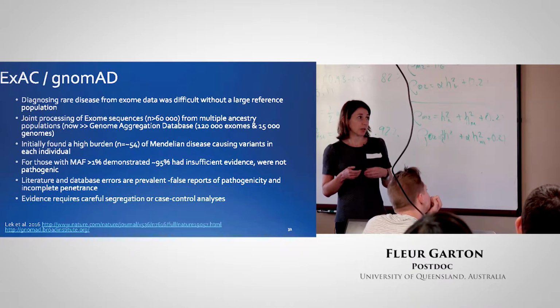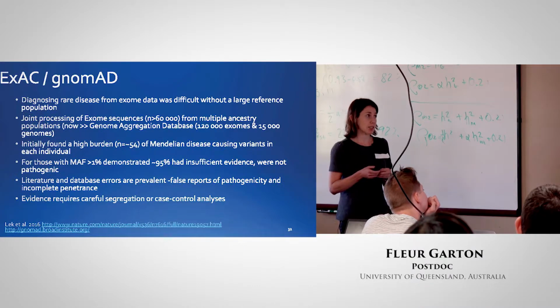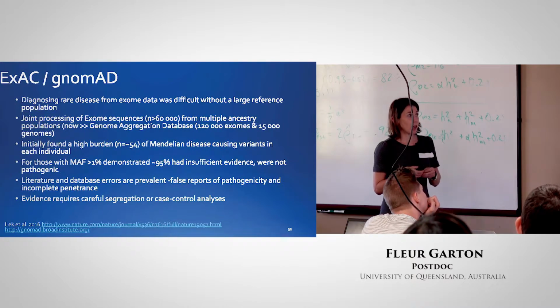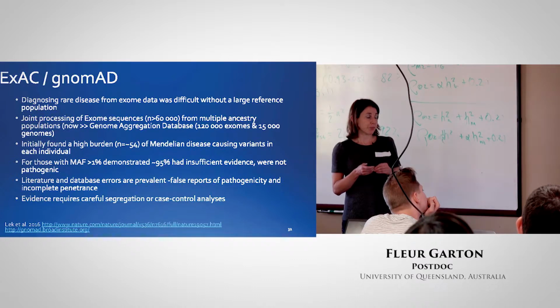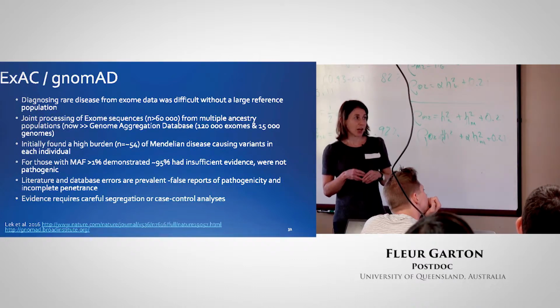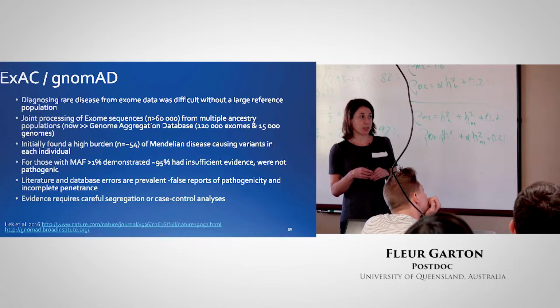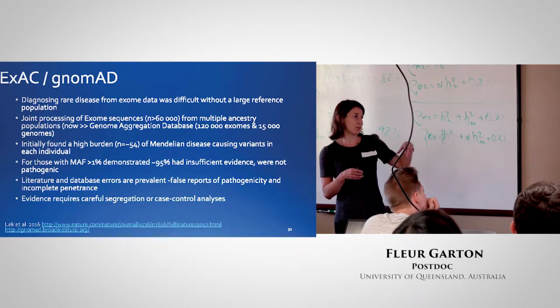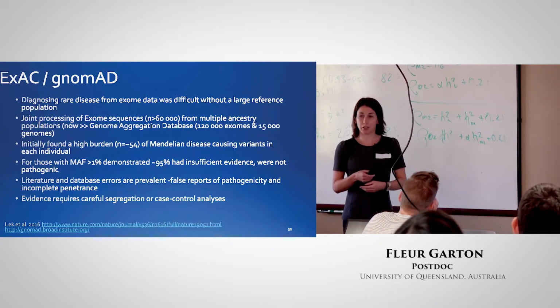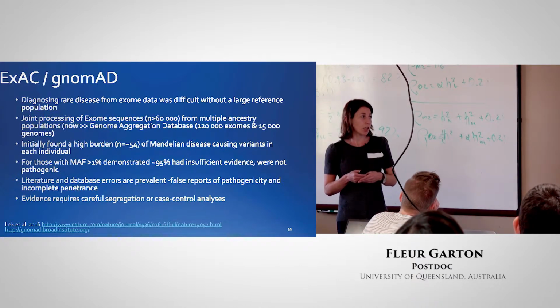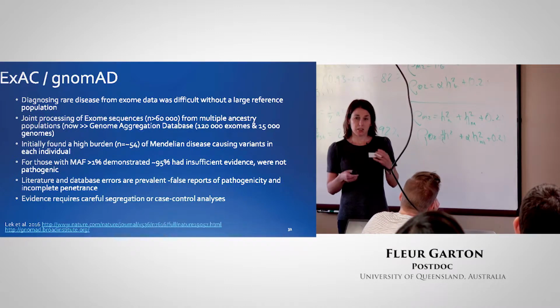And so they actually jointly processed over 60,000 exome sequences from multiple different ancestry populations. And interestingly, they found a very high burden of Mendelian disease causing variants in each individual. None of these exome cohorts they were collecting were actually enriched for disease, but on average each person had over 50 of these variants.